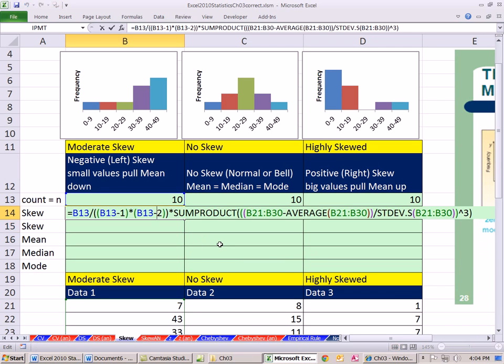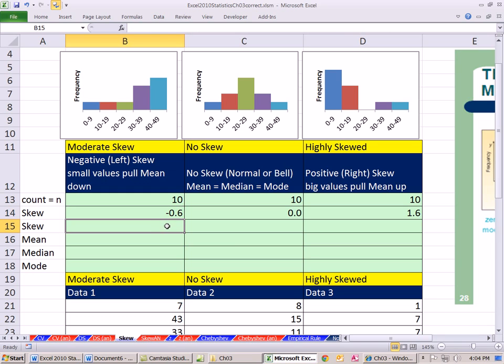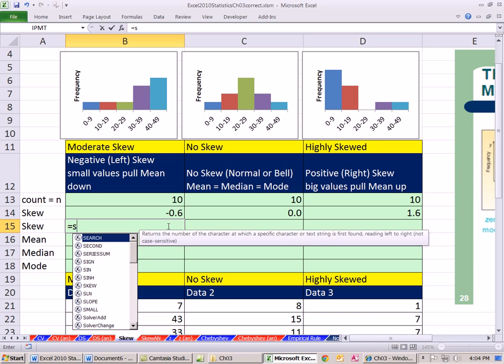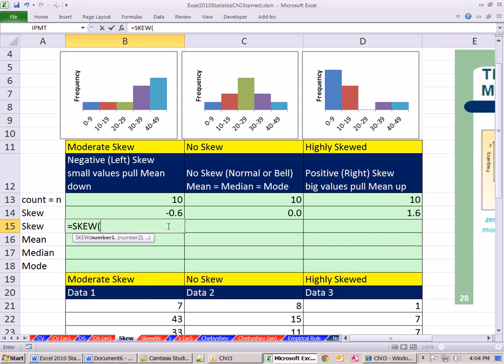Skew. There's a big, gigantic formula for how to calculate skew, but you don't have to do that. Skew isn't even in Chapter 3. It comes up later, but it is important. We talked a lot about it last chapter in terms of frequency distribution. So what do you think the name of the function is? Skew. Pretty straightforward. It'll give us a numerical measure.